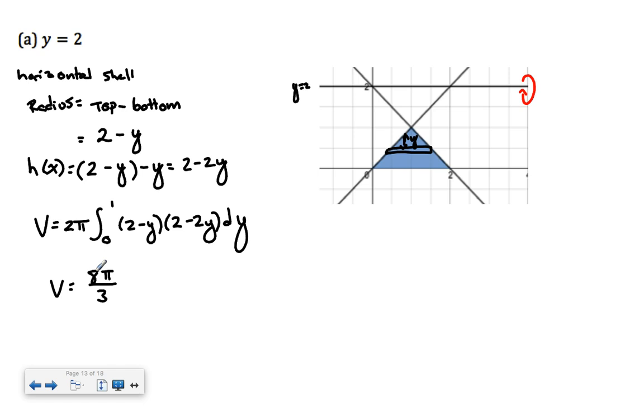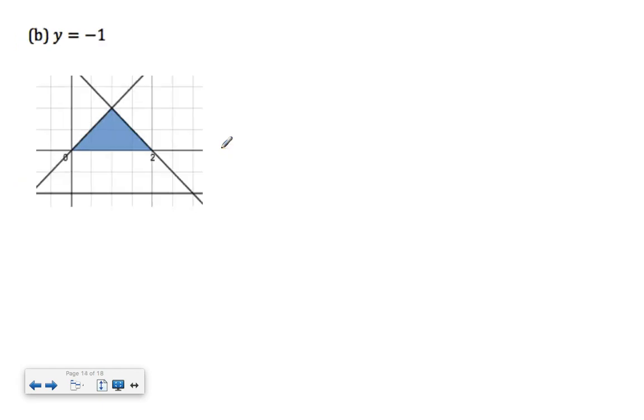The real thing that I'm trying to get out of these examples is trying to figure out the length of the radius. The length of the rectangle is going to be consistent throughout the whole thing, but the radius will change. All right, so let's try part B.